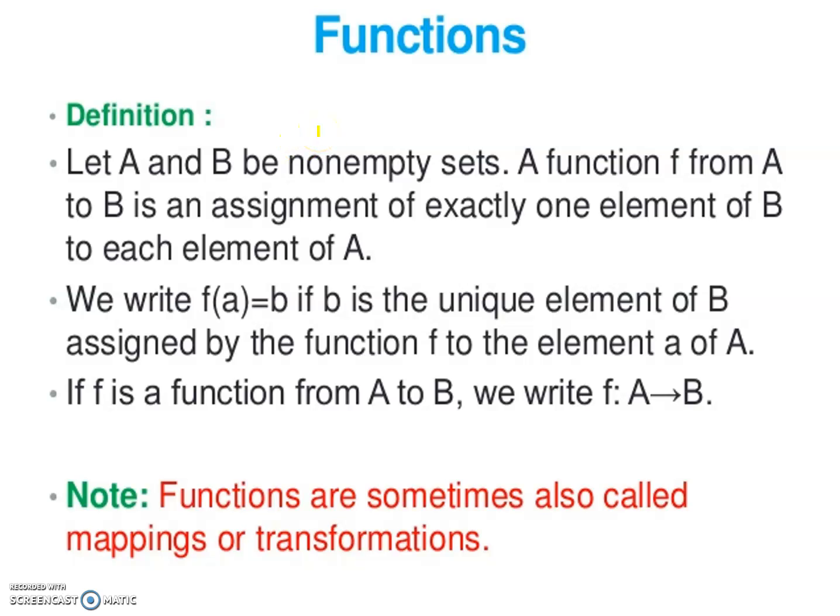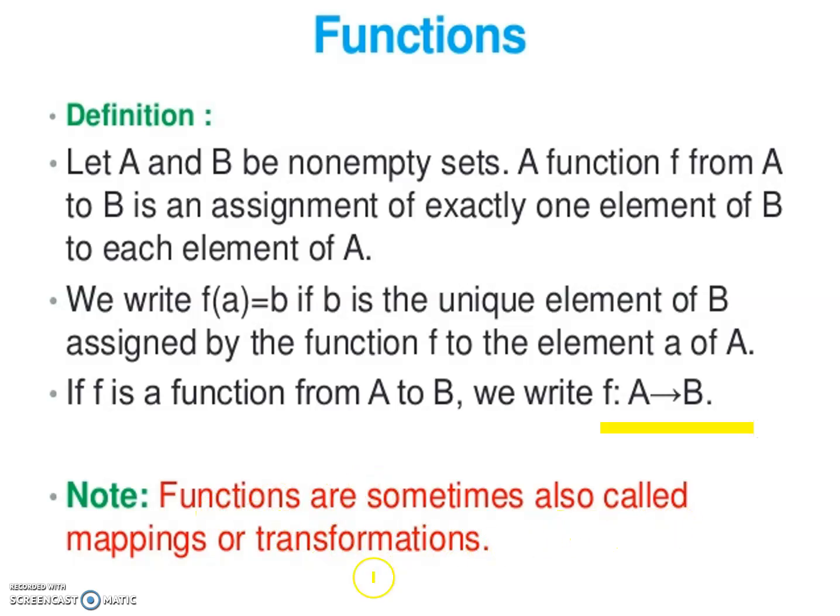Definition of the function. We understand about the relation and function. Now it is better to understand it in the mathematical way. Definition: Let A be a non-empty set. A function f from A to B is an assignment of exactly one element of B to each element of A. We write f(a) = b if b is the unique element of B that's assigned by the function f to element a of A. If it is a function from A to B, it is written as f: A → B.